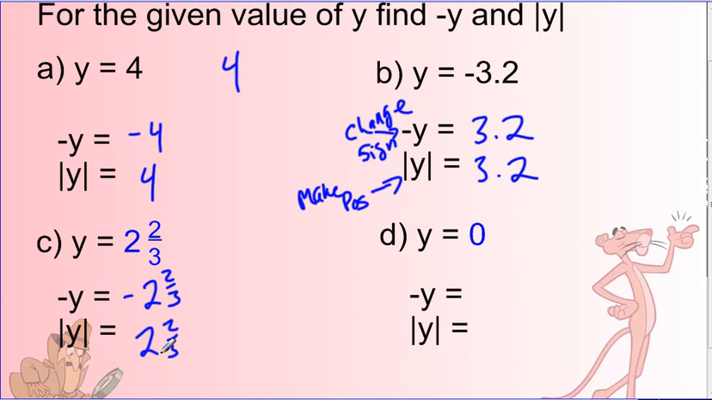And finally, letter D. What is the opposite of 0? Well, I might have fooled some of you. There's no such thing as a negative 0. That does not exist. It's just 0. And then the absolute value is still 0. I mean, that's kind of like the positive form of that number.